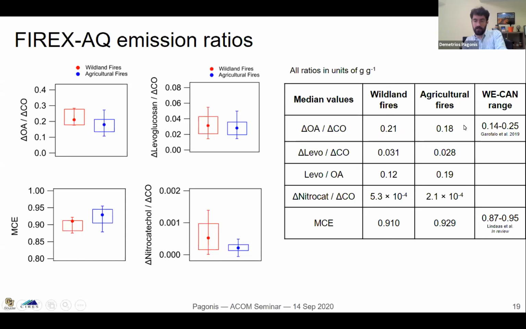Looking at our OA to CO values here, so now this is just the mass ratio of each, it is consistent with what was seen at WCAN, spanning similar ranges of MCE, and we have our additional parameters here from the EESI from FIREX.